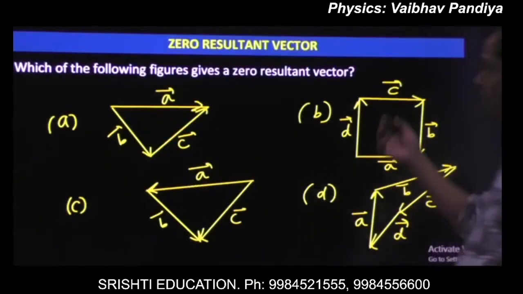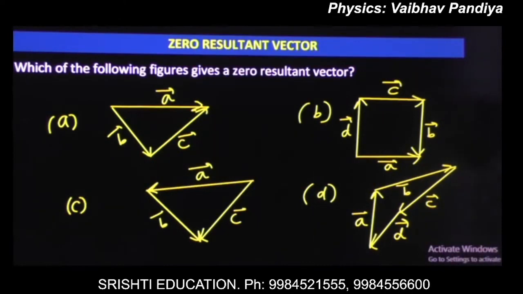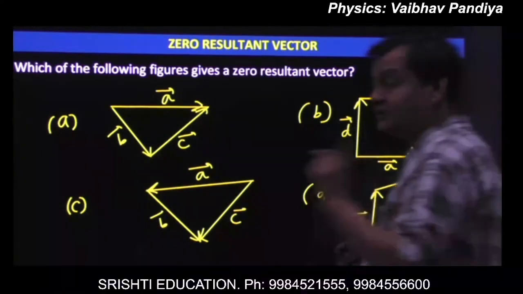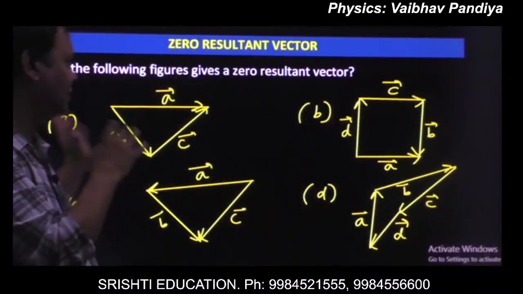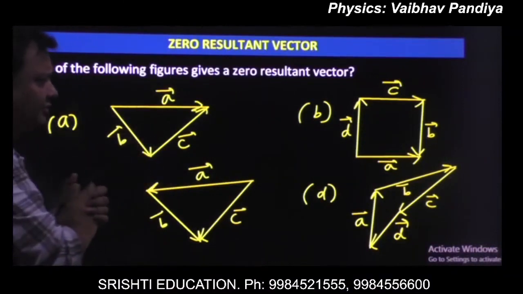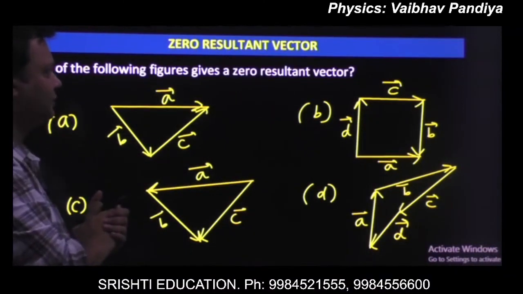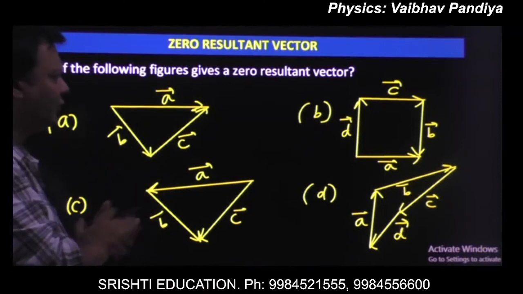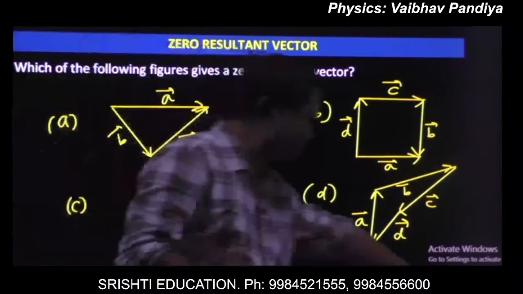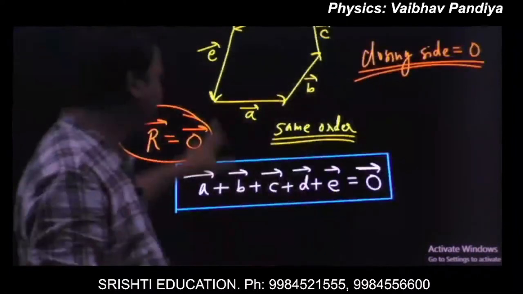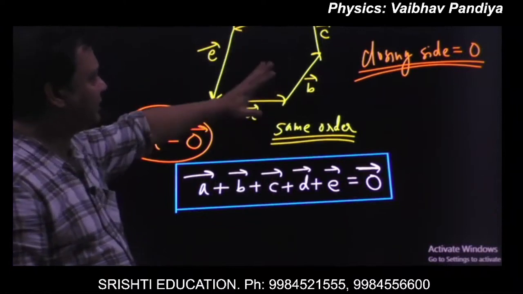Now, think and answer: which of the following figures gives a 0 resultant vector? There are 4 options, and you have to tell which figure is giving you the 0 resultant. Suppose there are 3 vectors or 4 vectors, so the sum of the vectors will be 0. You can pause the video and think for 1 minute and take your option. Right now we have seen when we can have a 0 resultant: when a polygon is formed by the vectors in the same order.